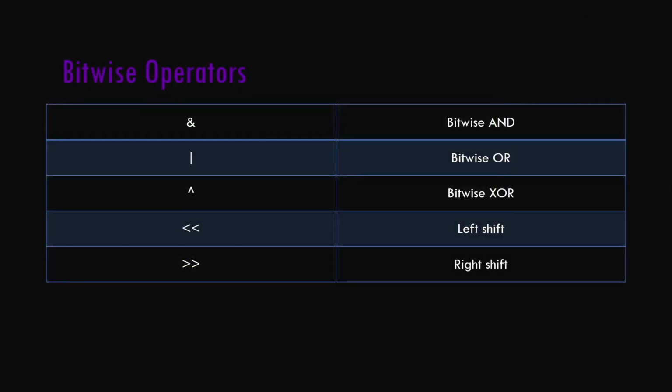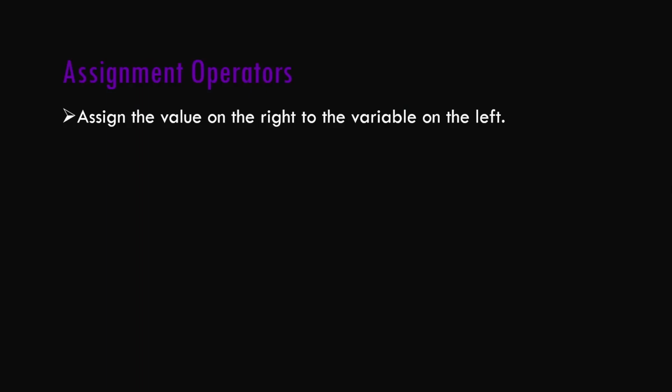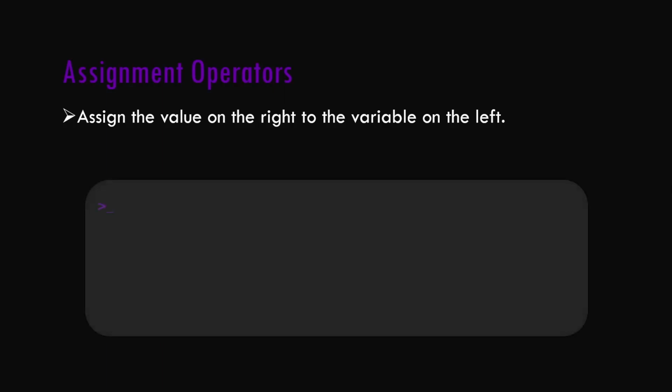Bitwise operators are for bit level operations. And then the next one is assignment operators. They assign the value on the right to the variable on the left. Here's the syntax: a equal to 5 assigns the value 5 to a. a plus equal to 10 can also be written as a equal to a plus 10.